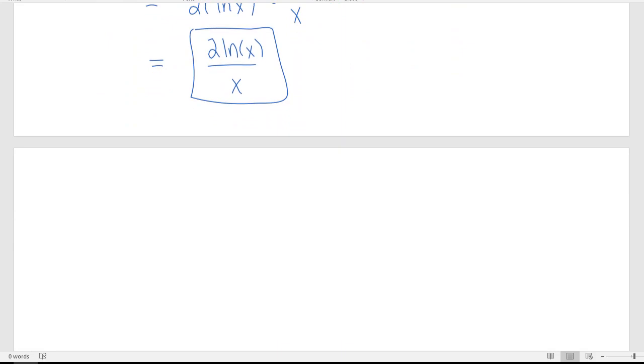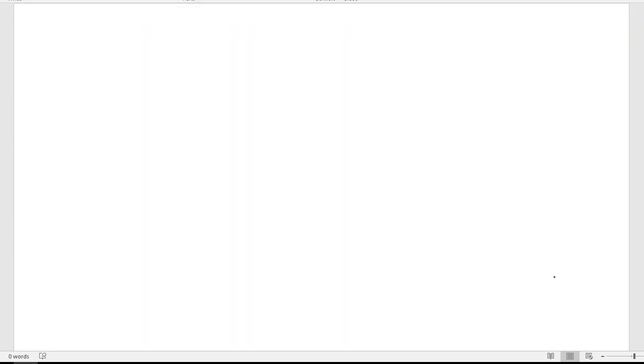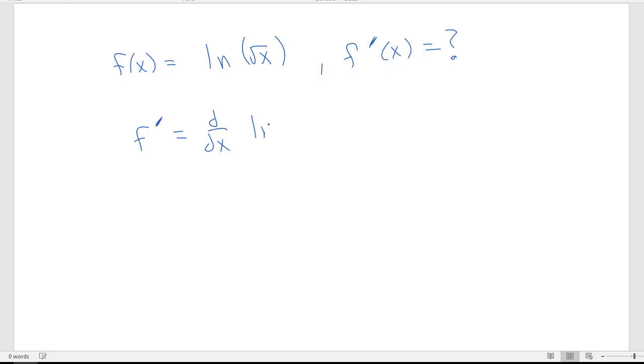Let's look at one more example here. So let's suppose we have f of x equals, let's say, ln of square root of x. And we want to find f prime. Okay, so if I'm finding f prime, keep in mind I'm differentiating ln of, and I'm going to go ahead and write this as x to the 1/2.